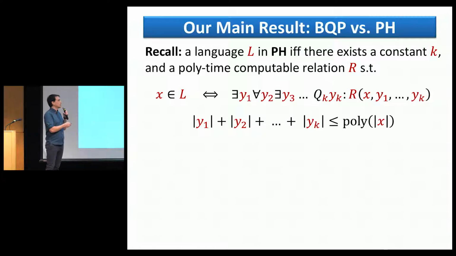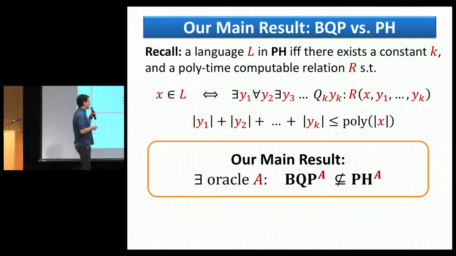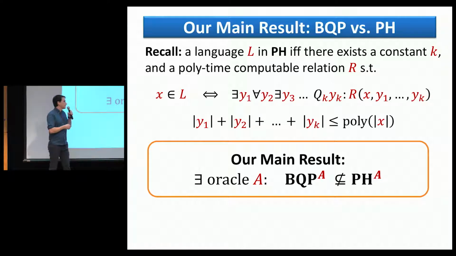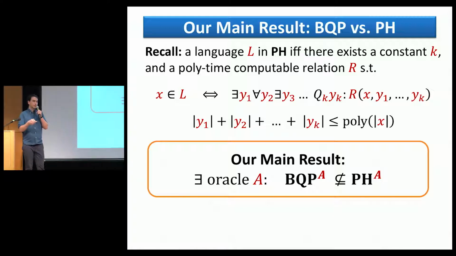What do we want from this? We want K to be a constant, and we want the strings to be of polynomial length. So our main result is we show that there exists some oracle and a decision problem that BQP to the A can solve, but PH to the A cannot solve. In fact, we can even rule out not only constant many quantifiers, but a number of quantifiers that grows with the length of the input, even up to linear.